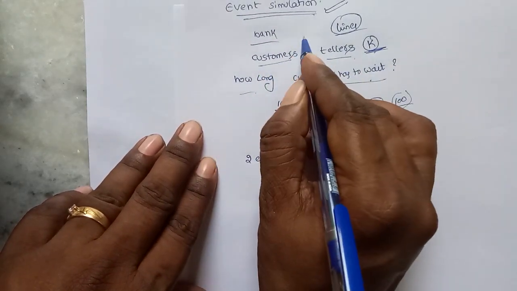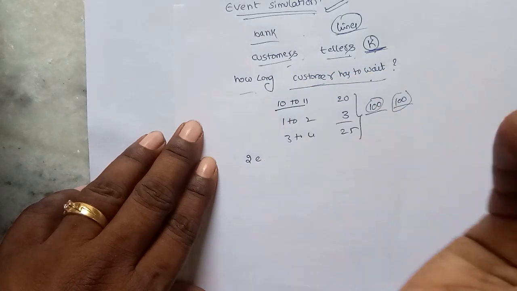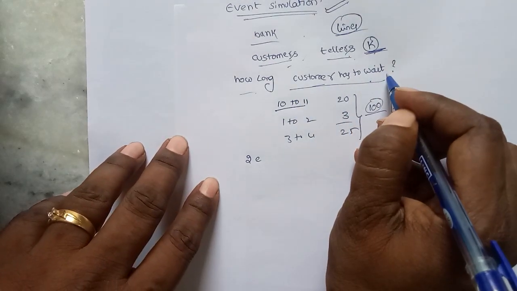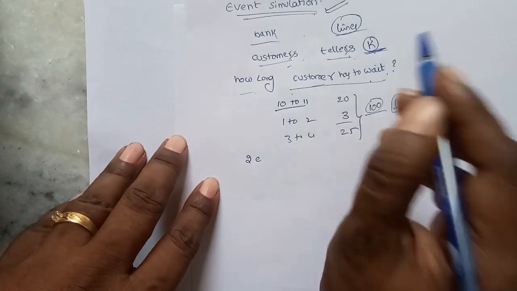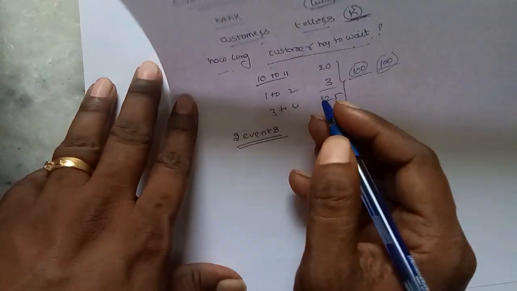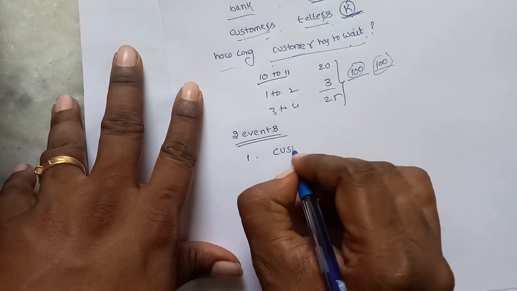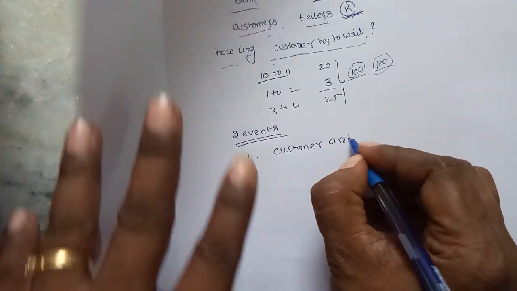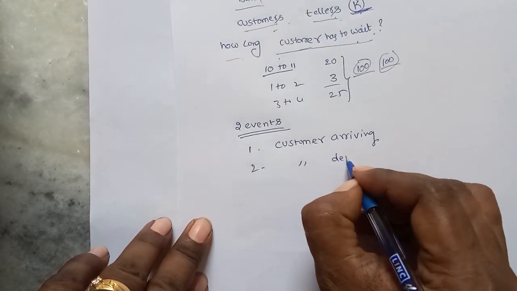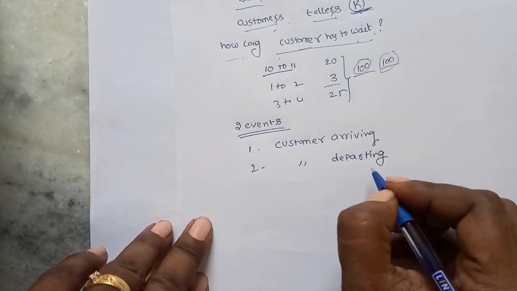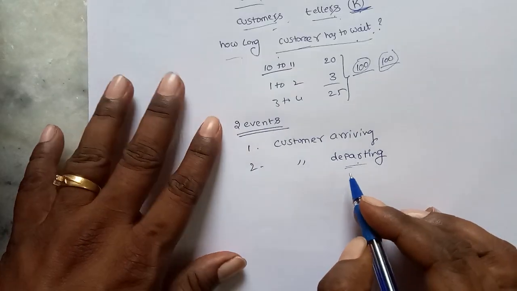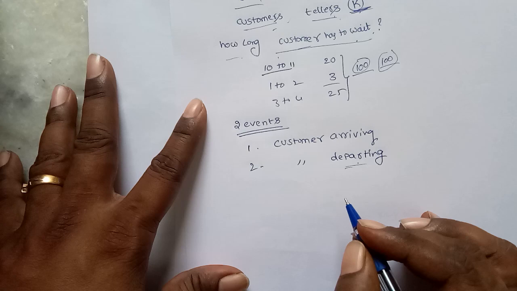The question is customers enter the bank, tellers provide service to the customers. We have k number of tellers, and how long the customer has to wait is estimated based on the probability distribution and the number of tellers. In this example, we are considering two events. One event is customer arriving. Second event is customer departing. Customer departing means the teller provides service to this customer. Thus, whenever the teller provides service to the customer, he has to depart.